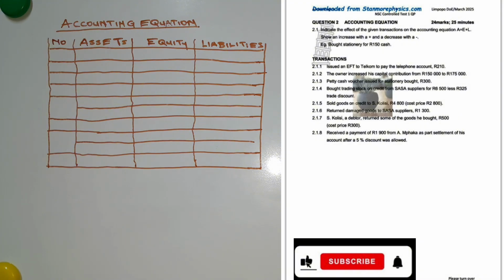Here we have an example, but let's go straight to our transaction. 2.1.1: Issued an EFT to Telkom to pay the telephone account for 210. Usually on the accounting equation we have to find two accounts. I'm not saying that sometimes you won't find more than two accounts, but usually you'll find two. So here we have bank and, most of the time, this transaction is going to affect asset and equity.